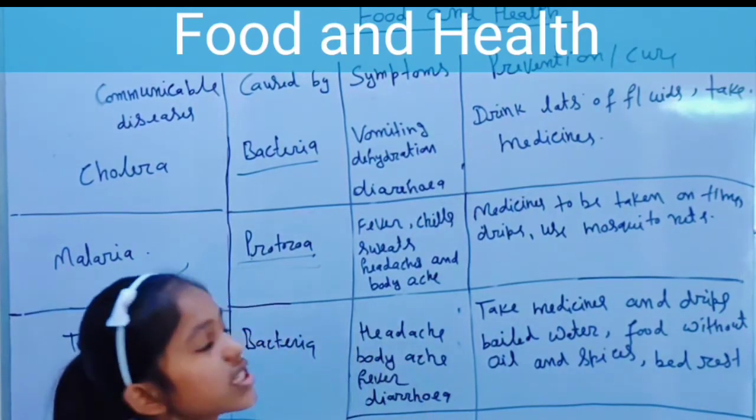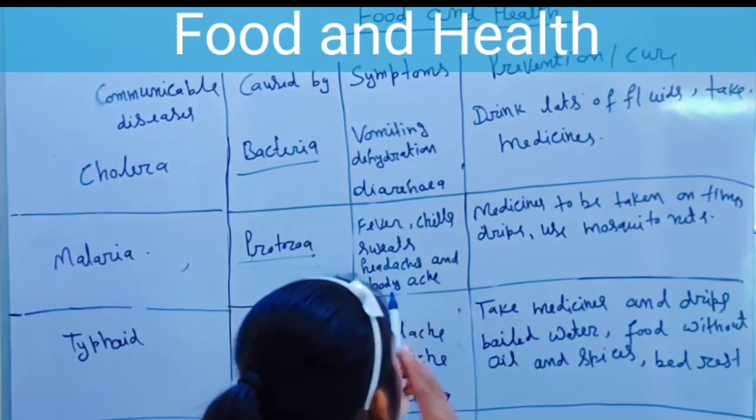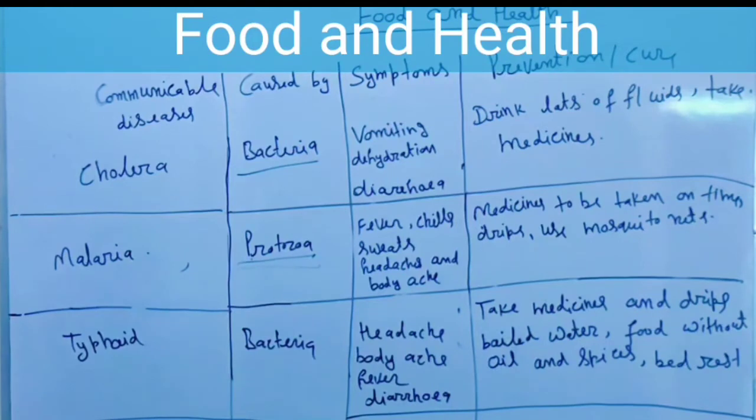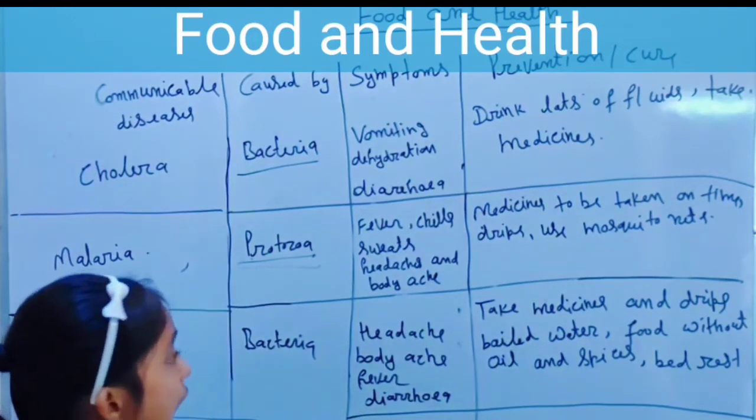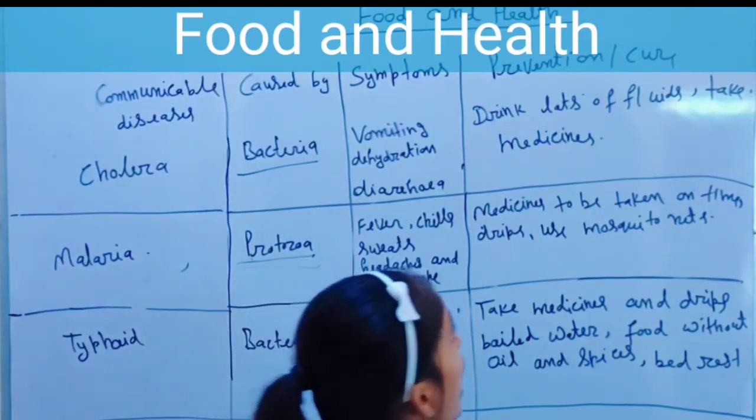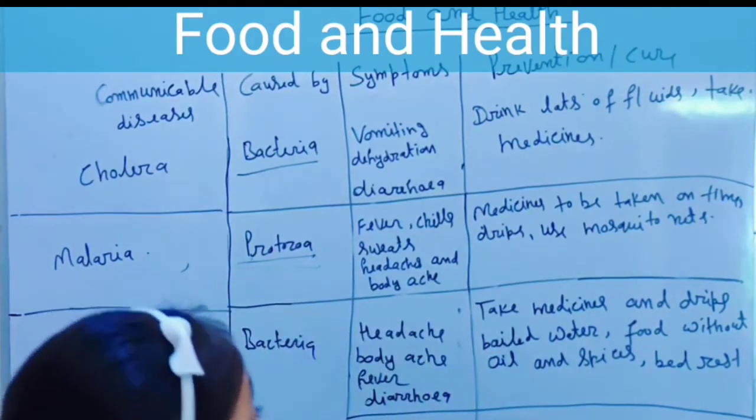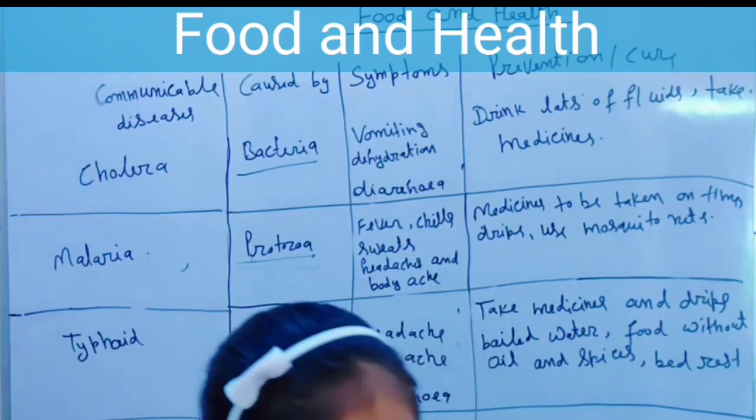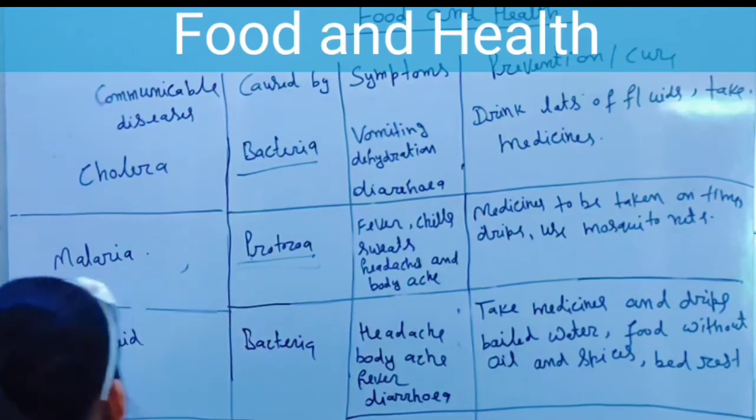Now the symptoms are fever, chills, sweats, headache and body ache. Means you will feel fever, chills, very hot sweats, and headache and body ache too. Prevention and cure is taking medicine on time and using mosquito nets, or dipping any kind of cloth in water and putting it on your head.